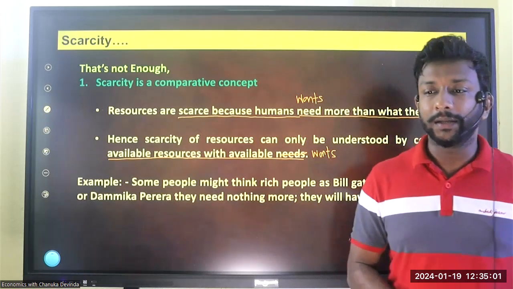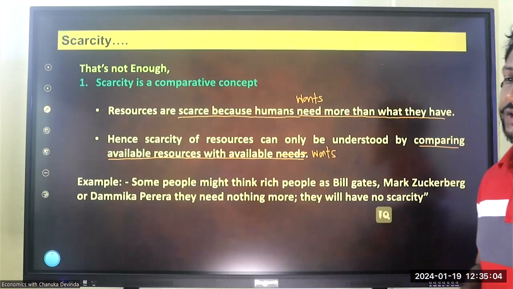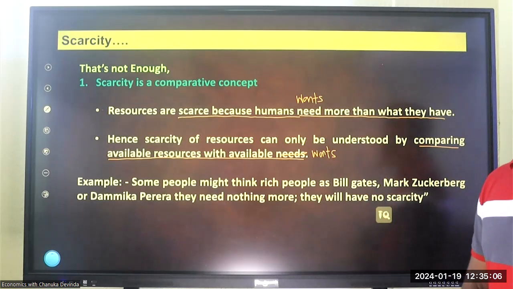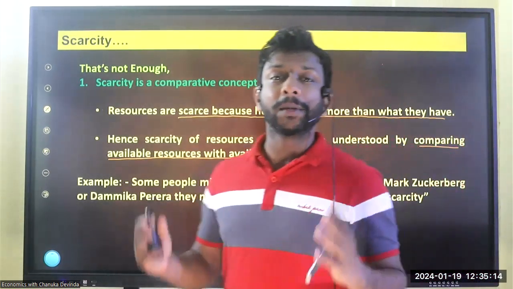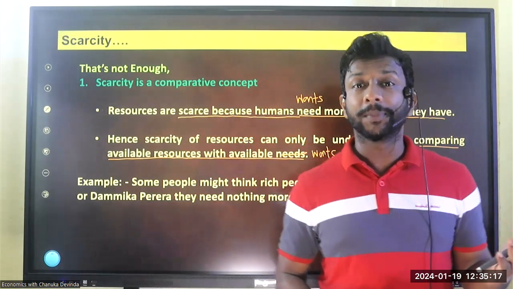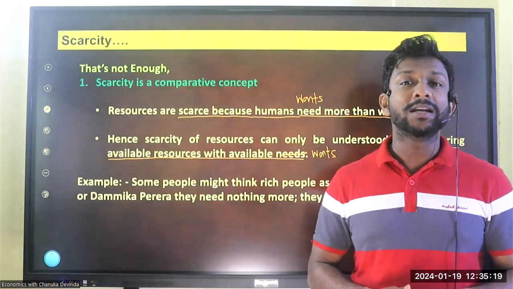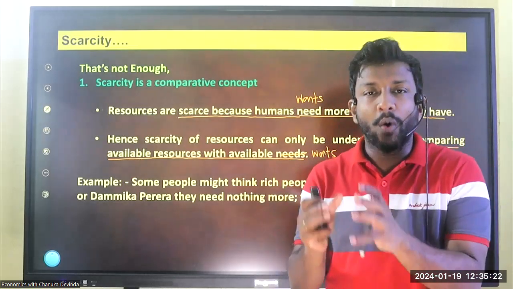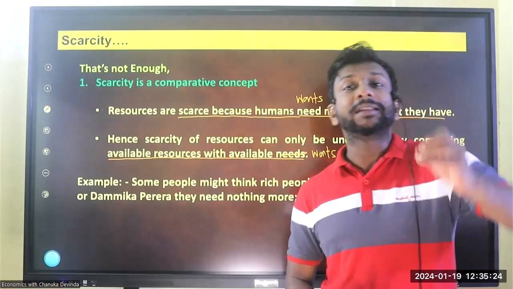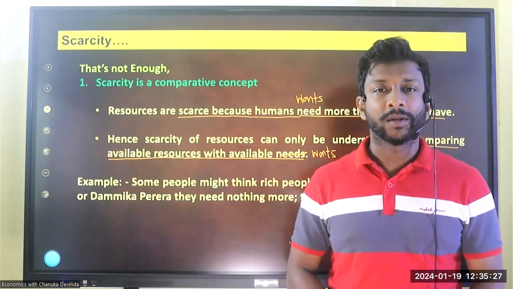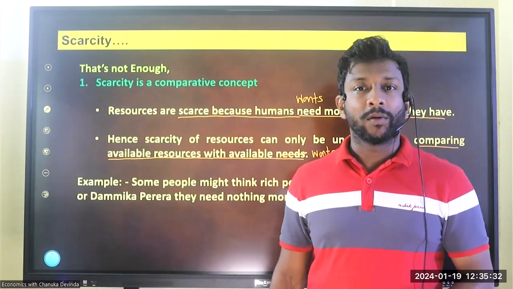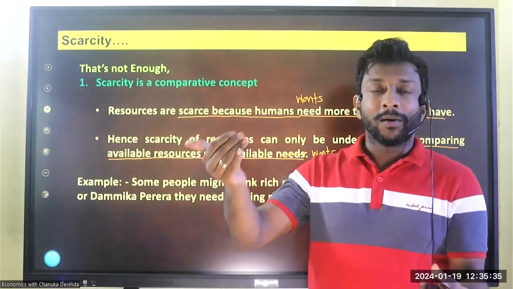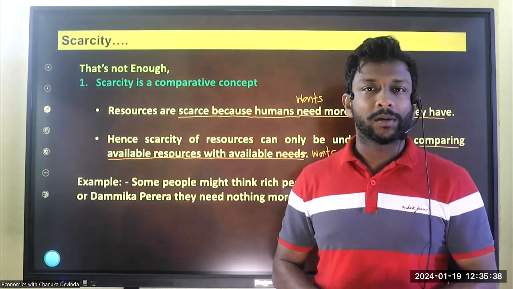Next one, example. Some people might think rich people such as Bill Gates, Mark Zuckerberg, or Dhammika Perera need nothing more. They will have no scarcity because they are wealthy people, right? They are wealthy people, but the problem is they have limited resources compared to their unlimited wants. Dhammika Perera wants to acquire John Keells. That is a want of Dhammika Perera.